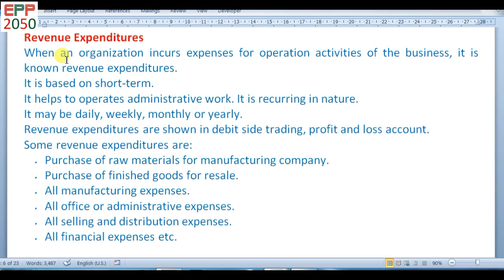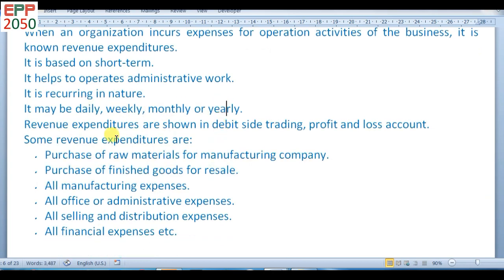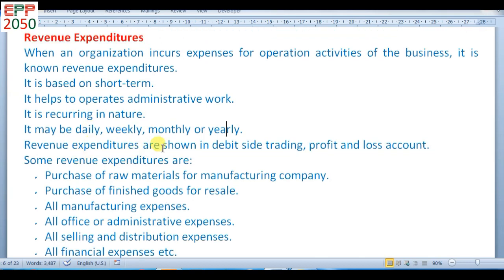When an organization incurs expenses for the operating activity of the business, it is known as revenue expenditure. It is based on short term. It helps to operate administrative work. It is recurring in nature. And revenue expenditure may be daily, weekly, monthly or yearly. Revenue expenditures are shown on the debit side of the trading account or profit and loss account.